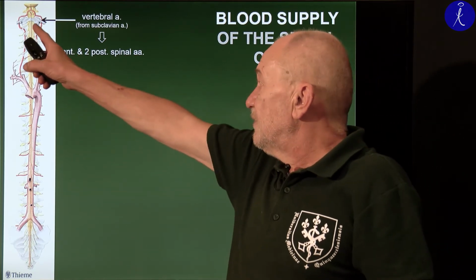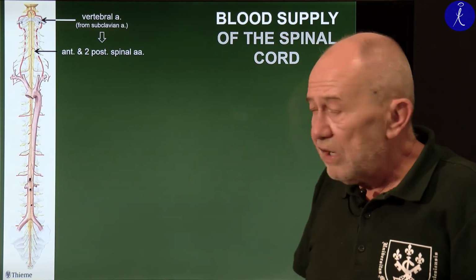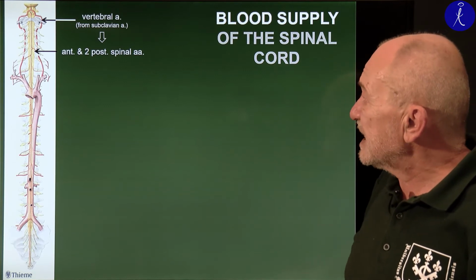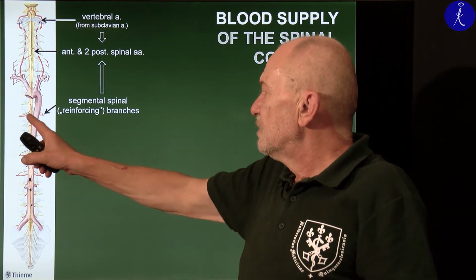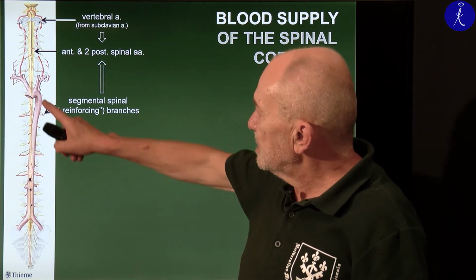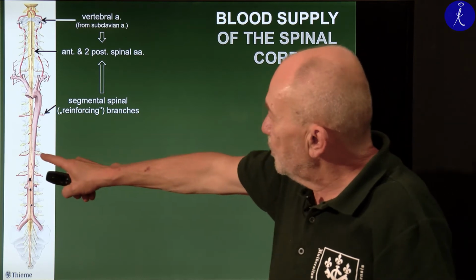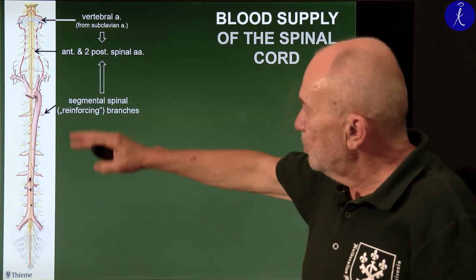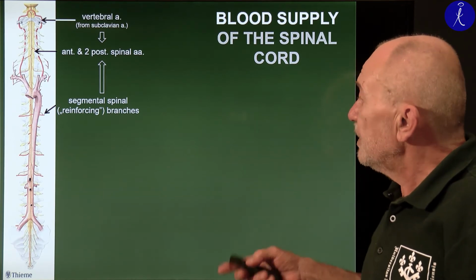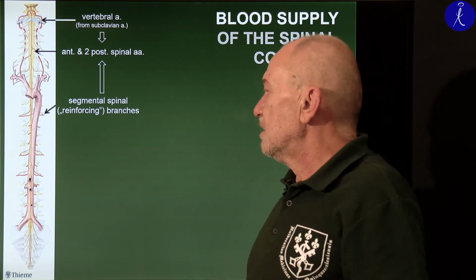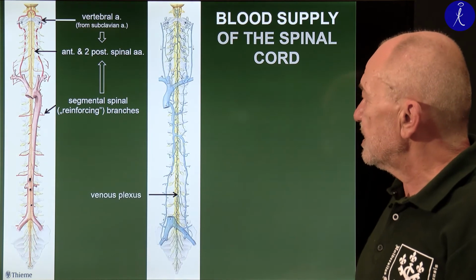Now, this supply of something like a 30-40 centimeters long organ, the supply only from above, would be extremely unsafe and dangerous, and therefore there are several segmental reinforcing branches coming from different sources. Here you can see some of them originating from the descending aorta. Out of them, one is usually very strong at the lower thoracic region, that is the Adamkiewicz artery, but not important for now. But these are continuously joining the system, supplying the spinal cord itself, reinforcing all the system.